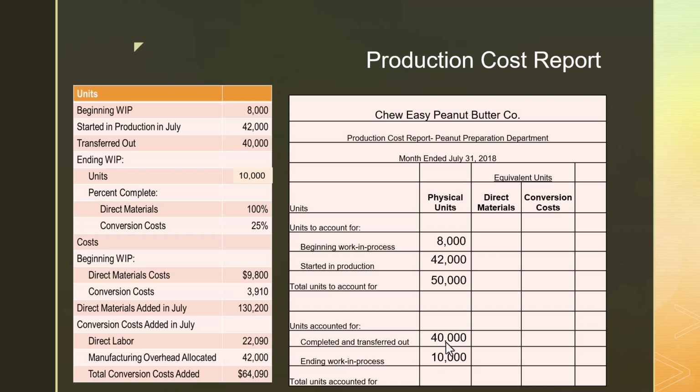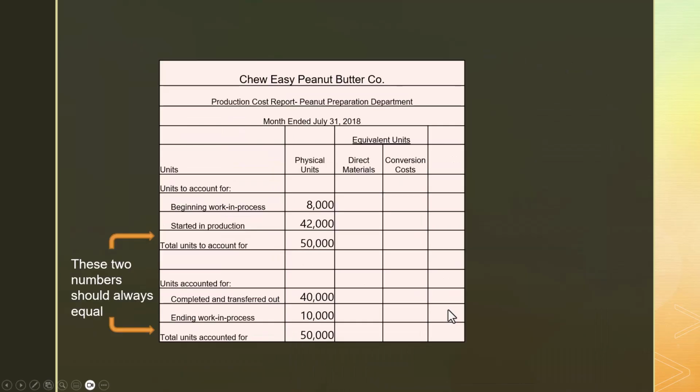But if we know we transferred out 40,000 and we're still working on the other 10,000, we've accounted for all 50,000 cases. And that's a rule of thumb for our production costing report. The total units to account for have to be equal to the total units that were accounted for, and ours are. We know where all 50,000 cases worth of peanuts that came through this department lie at the end of the period: the portion of them that was transferred to the next phase of production and the portion that's still here.